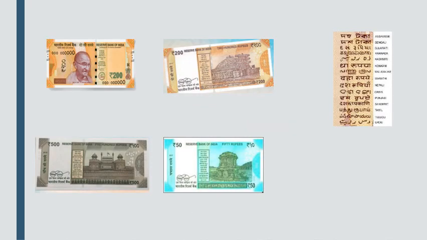If you look at the paper money, it has a picture of Mahatma Gandhi. On the back side of the note, you can see beautiful historical places of India. Each banknote has its amount written in 17 languages, English and Hindi on the front and 15 others on the back side of the note.